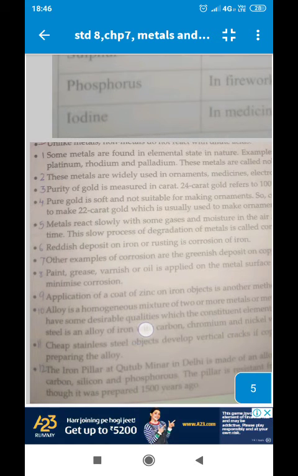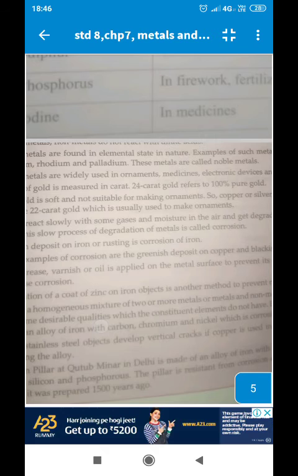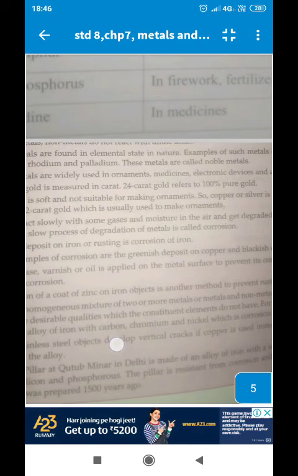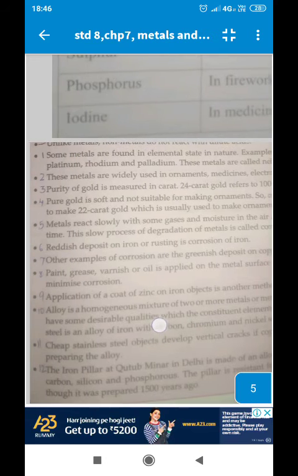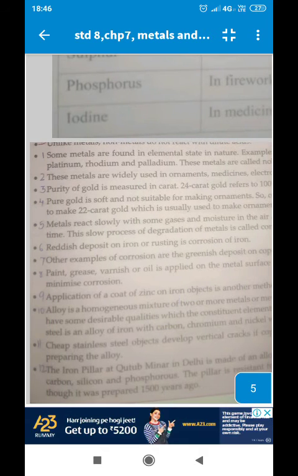Now, copper, when kept exposed to air for a longer time, forms a greenish color, and a blackish color is found on the silver. Silver ornaments, if you keep them exposed to the air for a longer time, turn black in color. Especially with hydrogen sulfide, it turns black immediately.